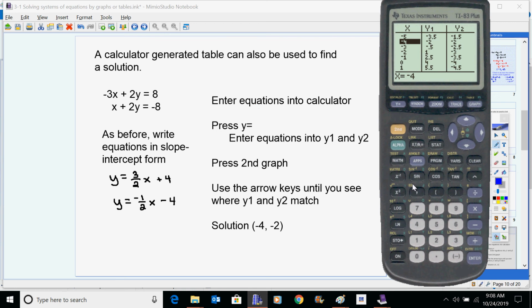Yes. How did I get the table? Push second, and then this button up here says graph. And when you do that, we get a graph.